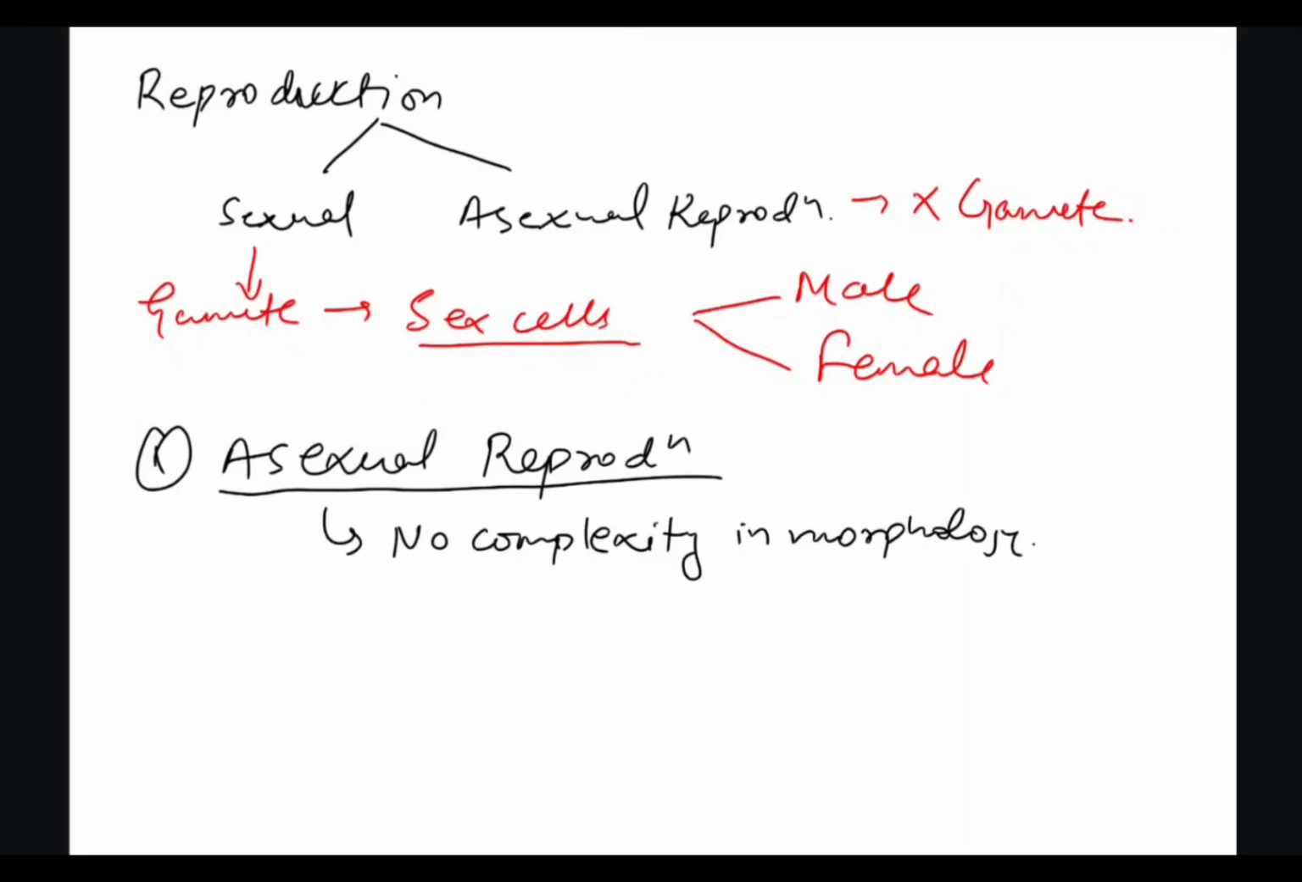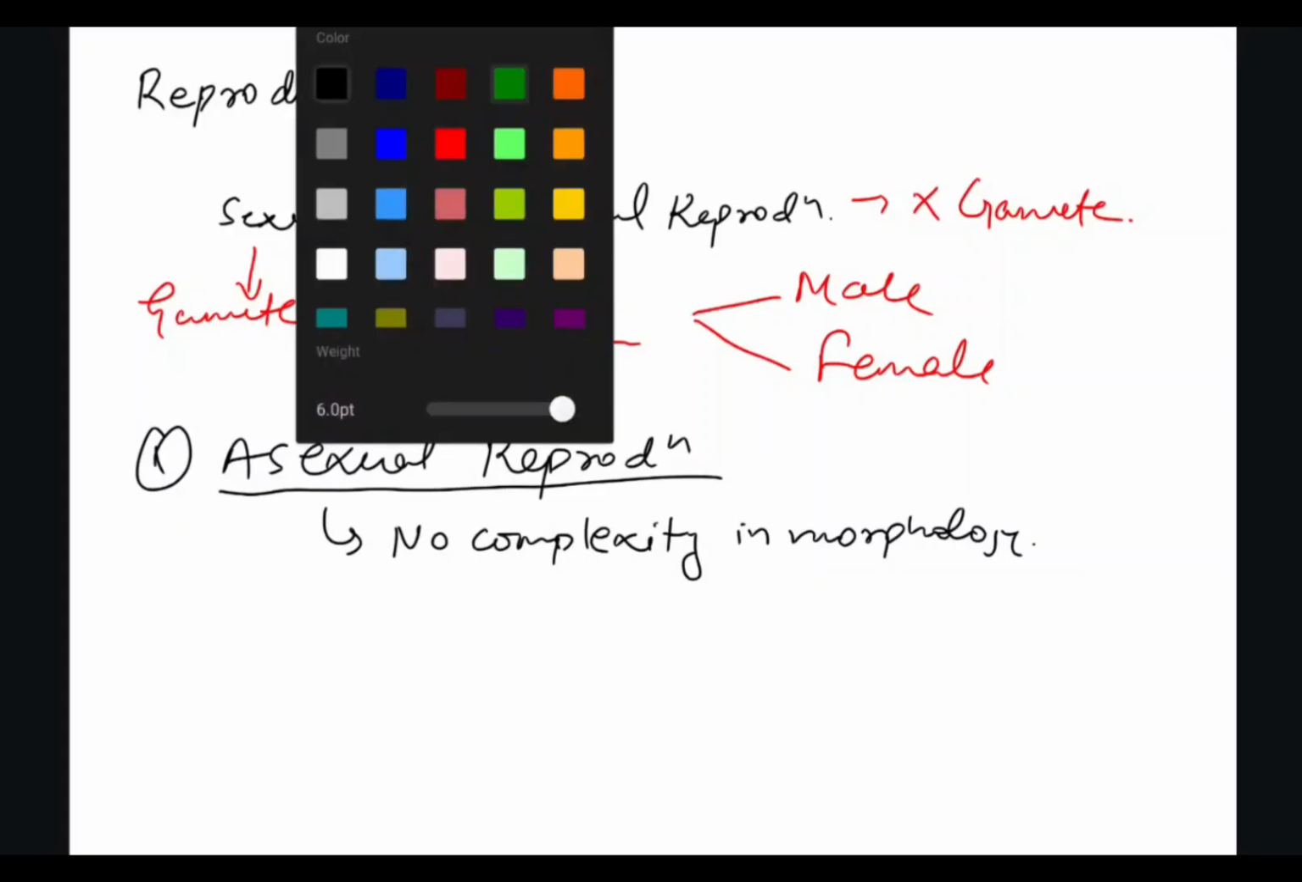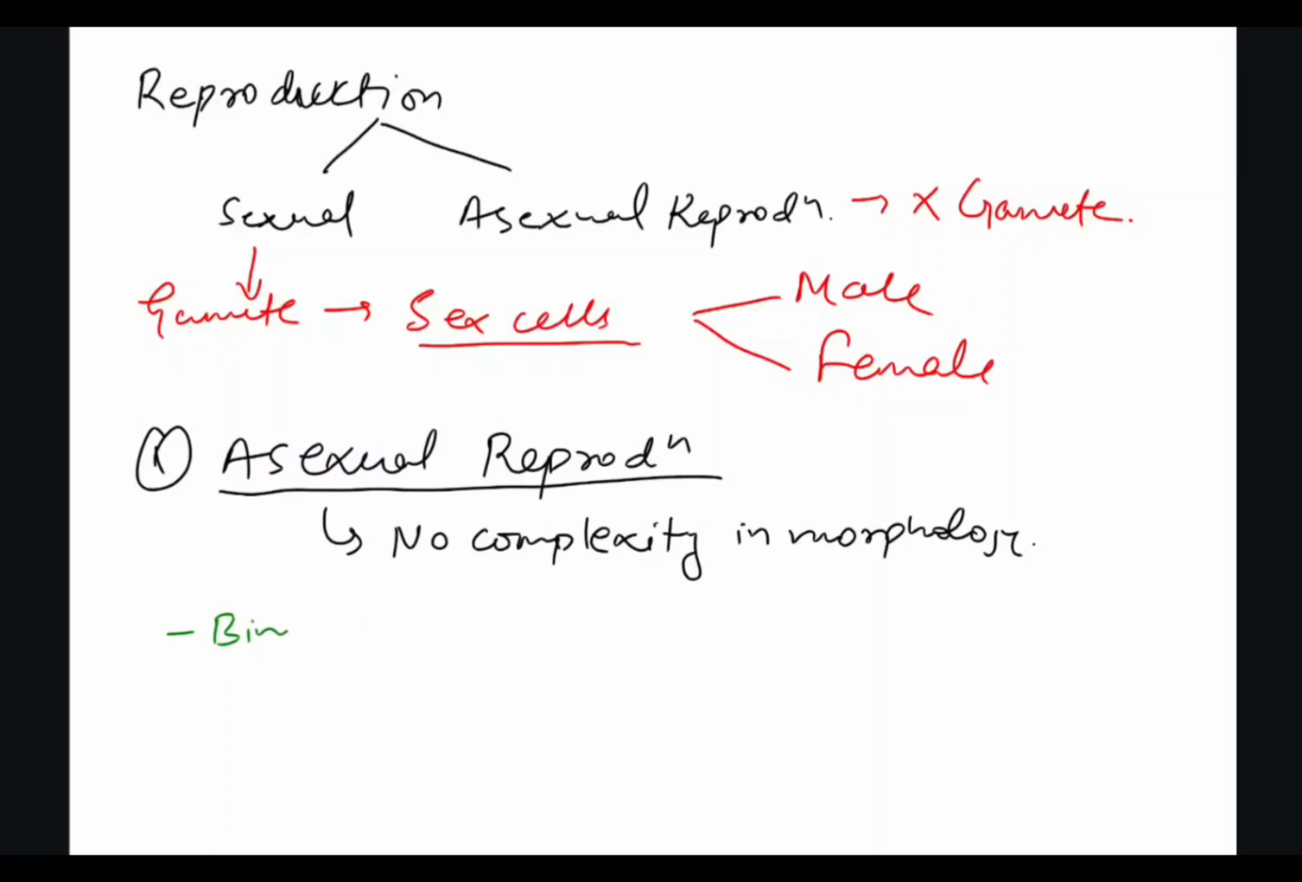You have to keep that in mind. No complexity in morphology, right? There are different forms of asexual reproduction too. Now, some of you may know it too. There is one, binary fission, as seen in bacteria, yeast, euglena, amoeba, paramecium. These are all the examples that you must have heard. Now, there is multiple fission too, right? Now, there is budding too, right? So, these are all different types of asexual reproduction, right?